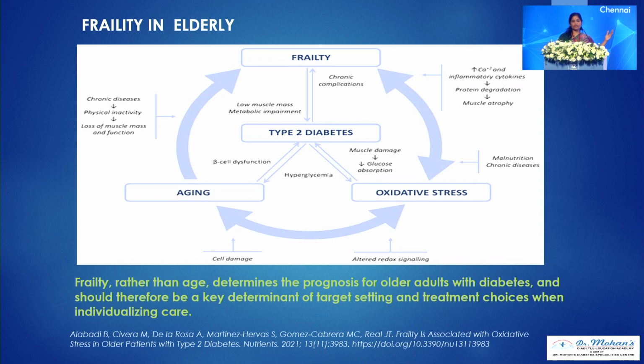Type 2 diabetes and frailty have a bidirectional relationship. A lot of pathological processes, a cascade of events, happen with frailty increasing in diabetes and diabetes worsening frailty. So frailty, rather than age, determines the prognosis for older adults with diabetes. You have to consider that as your key determinant when you set targets or treatment choices, individualizing the care in our older adults.